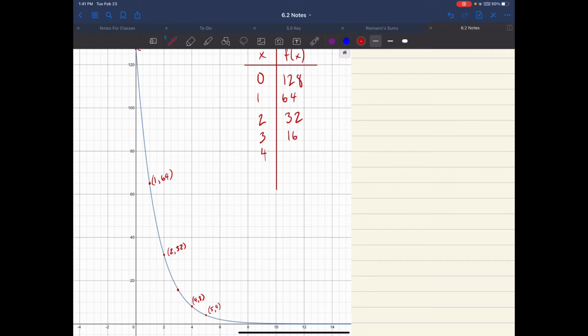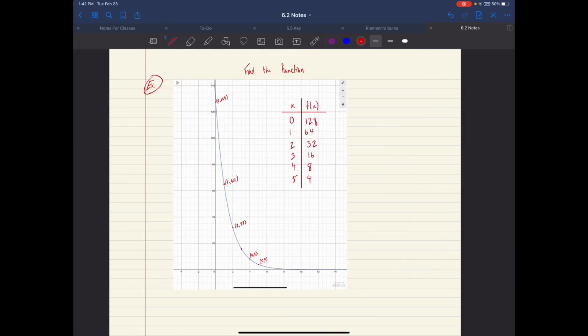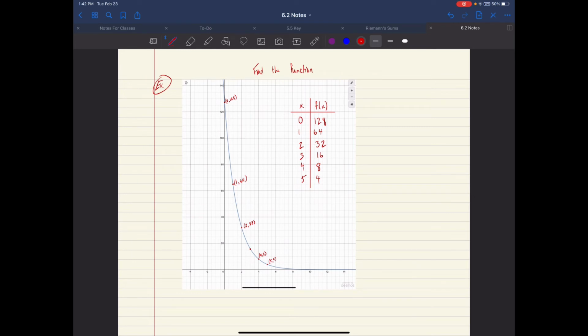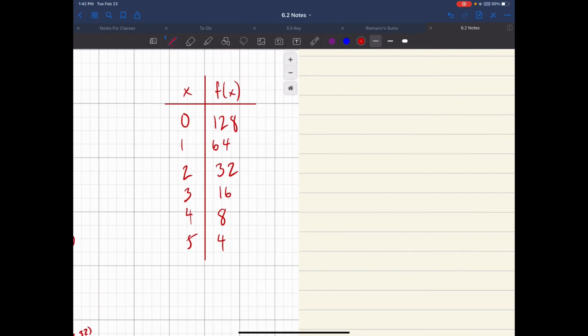And then at 4 we have 8, and then 5 we have 4. So now we have the table, so this is exactly like the last one where we're going to use the table to create the function rather than the graph because it's easier to look at the data. So f of x equals a times b to the x, so we just need to find a and b.